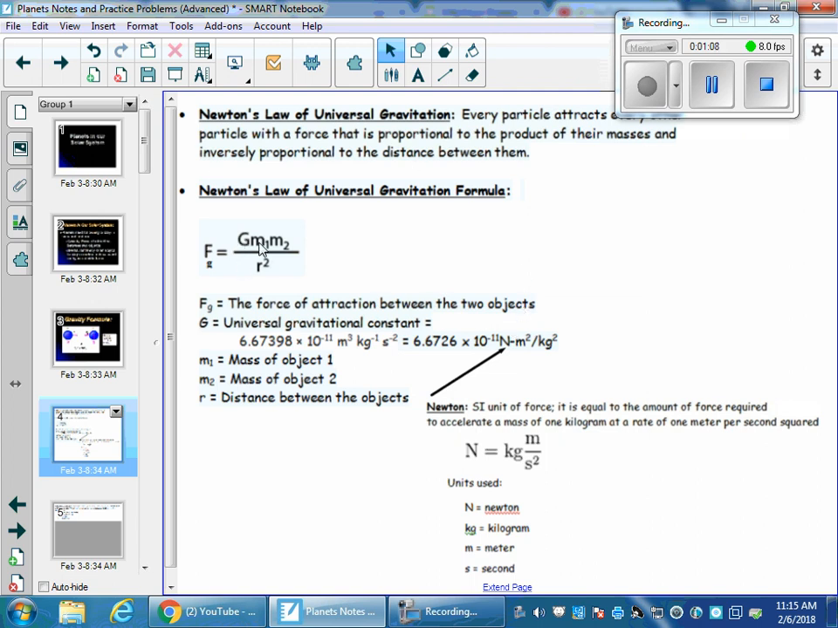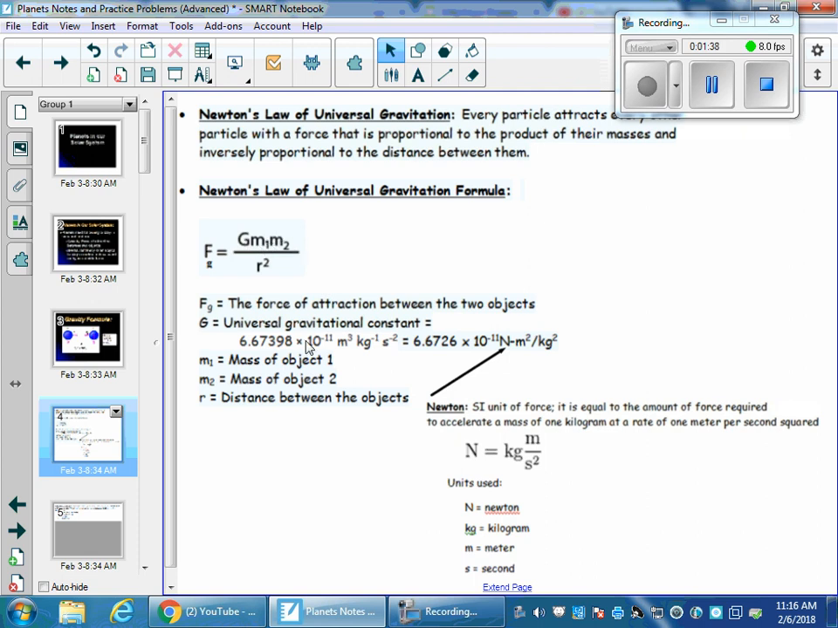The capital G there stands for the universal gravitational constant. So this will always stay the same. It's a constant. You'll start to see more constants as you move up into higher level math. But basically, it is a letter that is used to represent a number. This is in units, and one of the units that you use with it is the Newton, and a Newton is a way of measuring force.